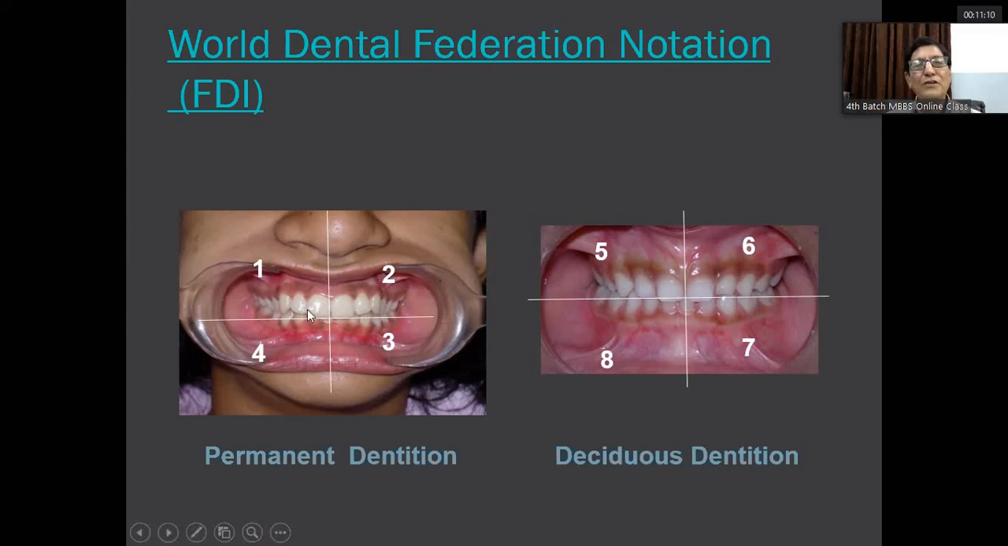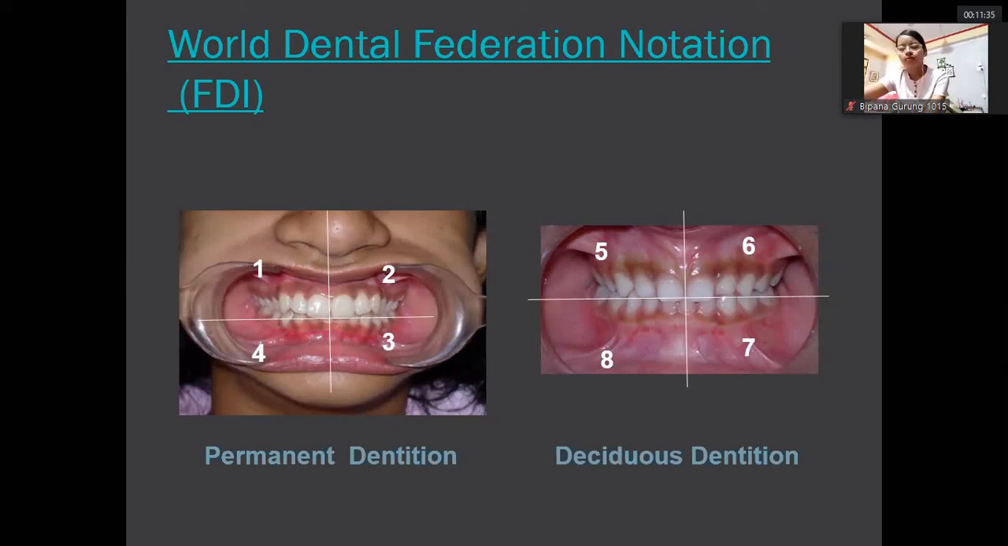When you say 1, 2, that means lateral incisor. When you say 1, 3, means canine. When you say 1, 4, means first premolar, right upper first premolar. If you want to say the last molar of this quadrant, you write 3, 8. When you say 3, 8, that means it's the third molar in the left lower quadrant. Clear?